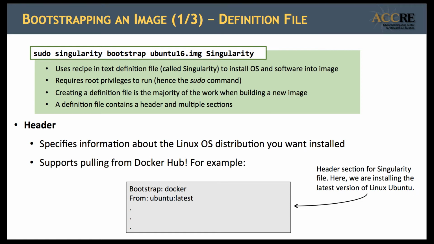So a definition file essentially contains a header and multiple sections. The header is the very top of your Singularity definition file, where you tell Singularity what operating system you want to install and where you want to pull that image from. There are lots of different options here. In this case, I'm giving it a bootstrap of docker, which means I'm going to pull that image from Docker Hub. Docker Hub is a website that contains a bunch of different Docker images, and in this case, it has the latest version of Ubuntu that I'm going to pull down.